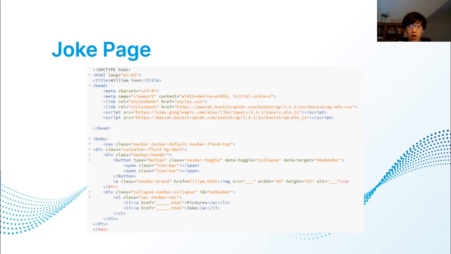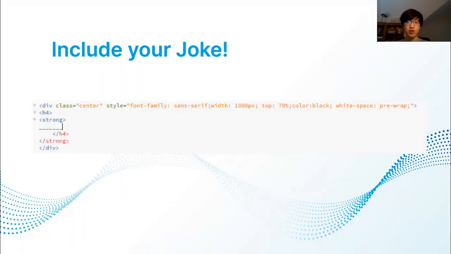Make sure that you fill in the underlines the same way that you filled in the underlines in your other pages. Once you have this done, which should be easy considering you did it two times already, you can just copy and paste. Now you can include your joke. This joke can be blank, blank, blank, blank, but it's just something that I included.